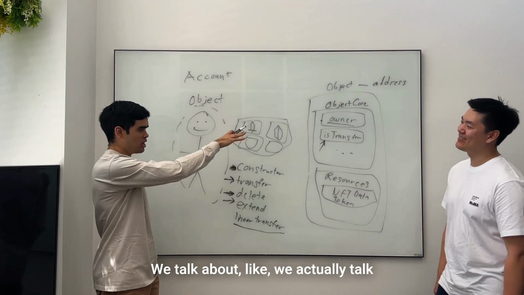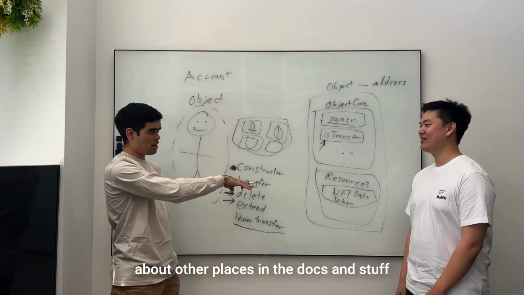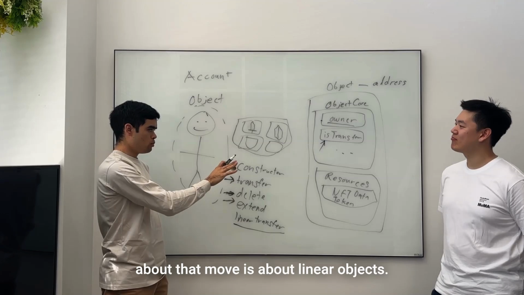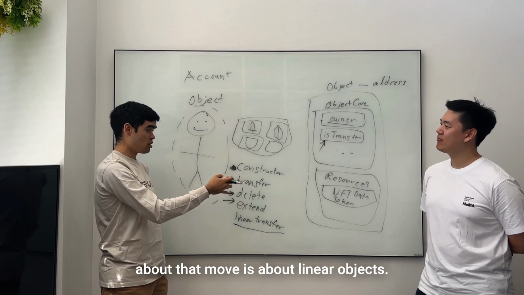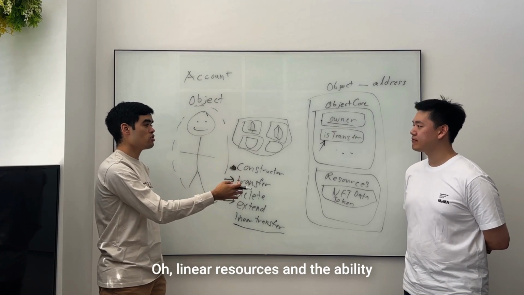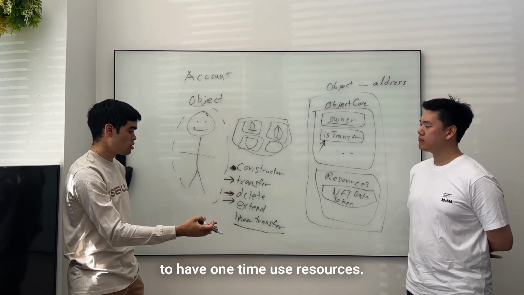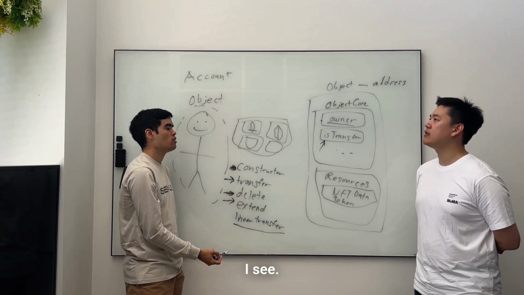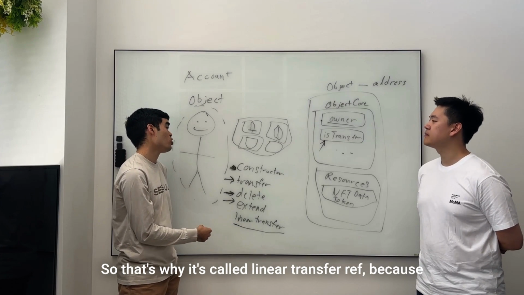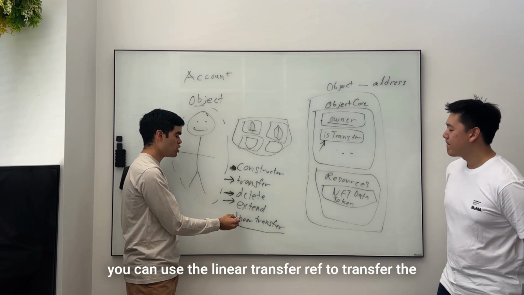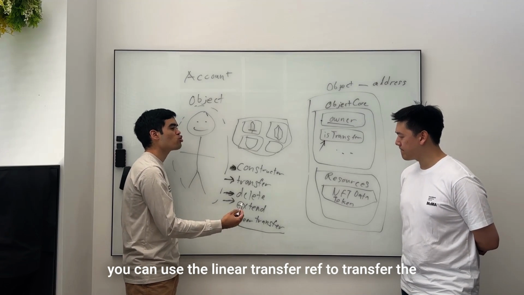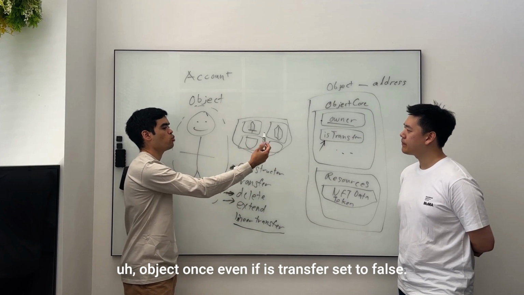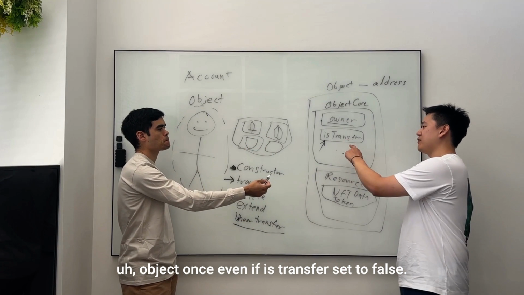We actually talk about that in other places in the docs. Move is about linear objects or linear resources and the ability to have one-time use resources. So linear means one time use only. I see. So that's why it's called linear transfer ref, because you can use the linear transfer ref to transfer the object once, even if transfer is set to false.